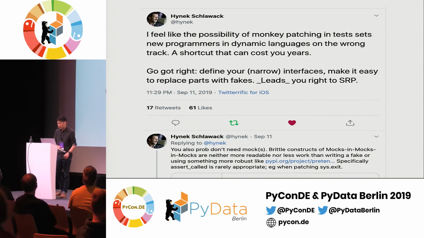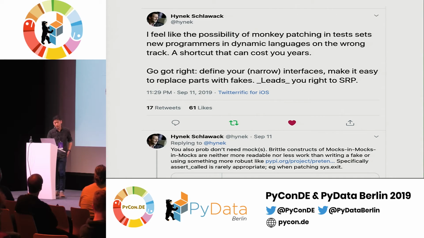So, in closing, I just want to look at this tweet. Hynek is a Python Software Foundation Fellow, and also happens to be a Berliner, which I didn't know at the time, but he wrote this tweet about 4 weeks ago. I think we covered most of the ideas on here: monkey patching, SRP, which is the essence of SOLID, and a little bit about interface segregation. If you go to its replies, there's mocks and different kinds of fakes and test doubles. But the thing I want to focus on is this idea of the shortcut that can cost you years.